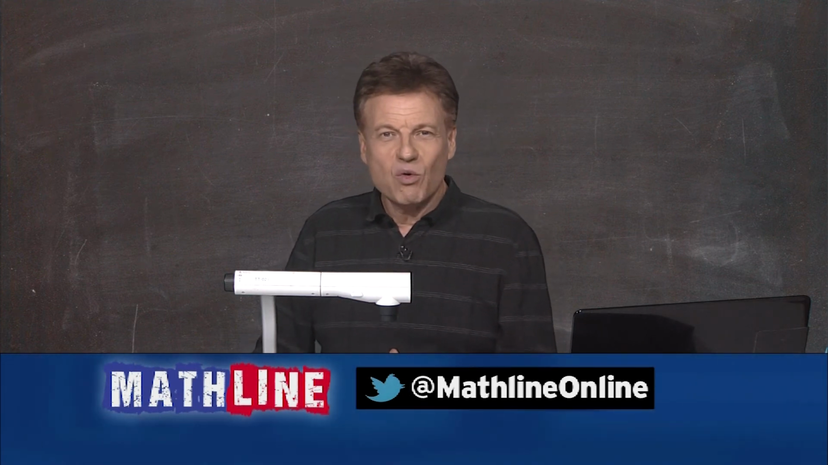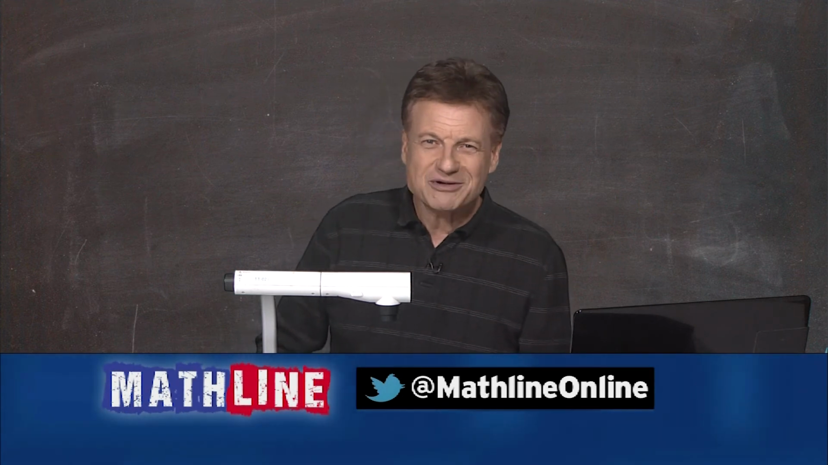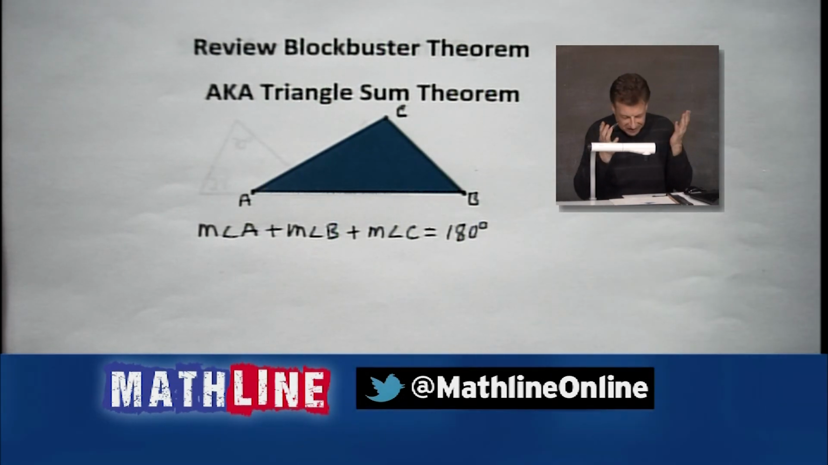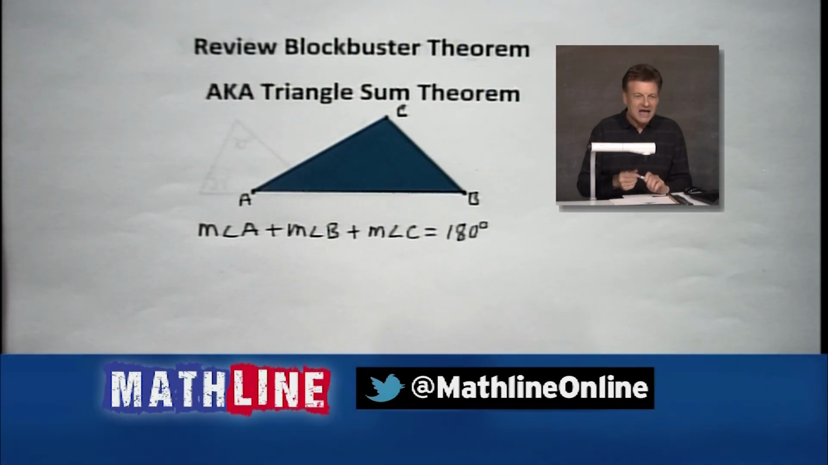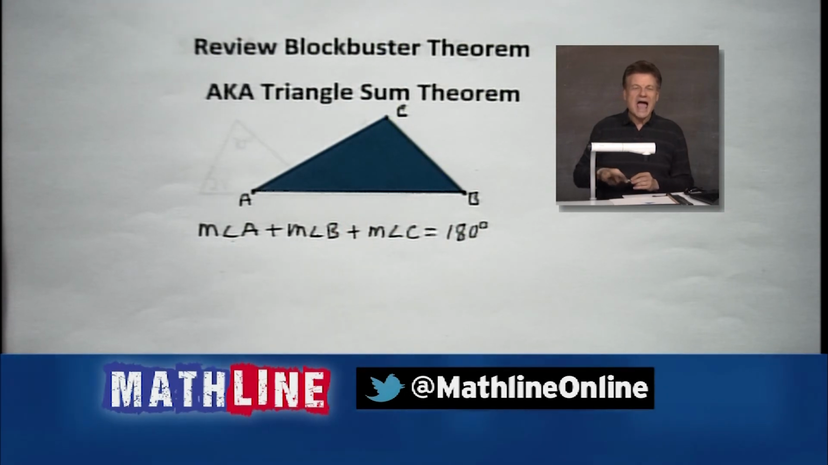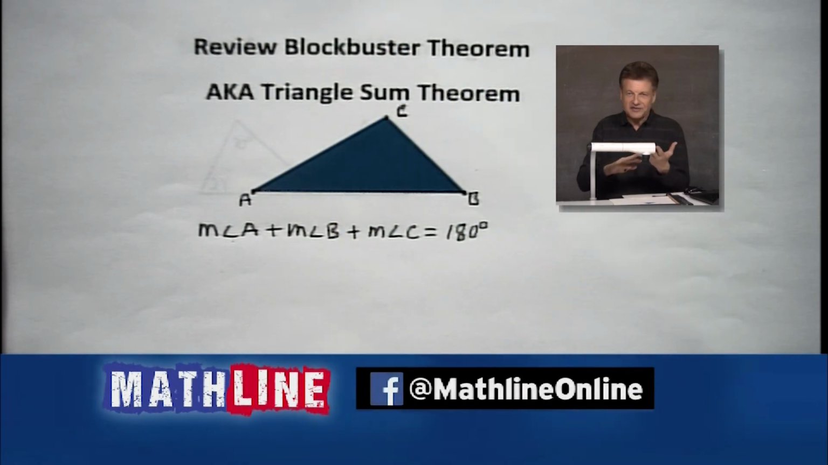So let's take a look at what a Blockbuster is in terms of geometry. Actually, AKA, also known as the Triangle Sum Theorem. And the Triangle Sum Theorem, just to refresh your memory, is simply that the three inside angles of a triangle add up to 180 degrees, no matter what the look of the triangle is, whether it's isosceles, equilateral, scalene, obtuse, acute, right, equiangular. All of those degrees inside the triangle will always add up to 180 degrees.